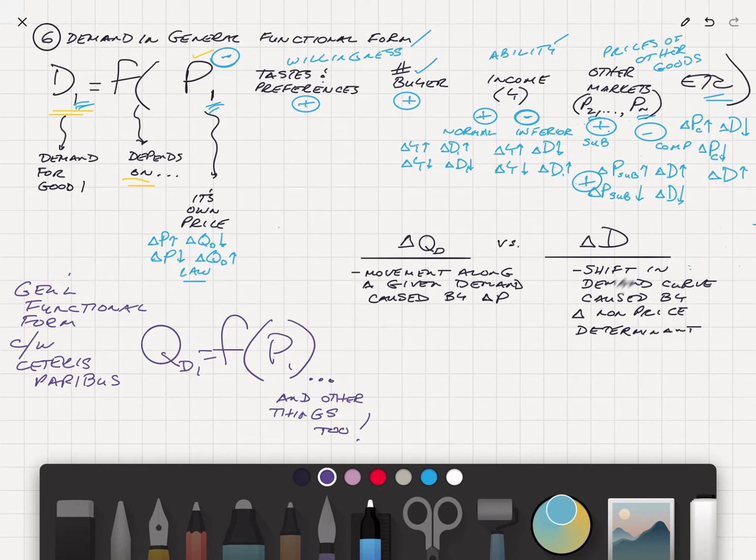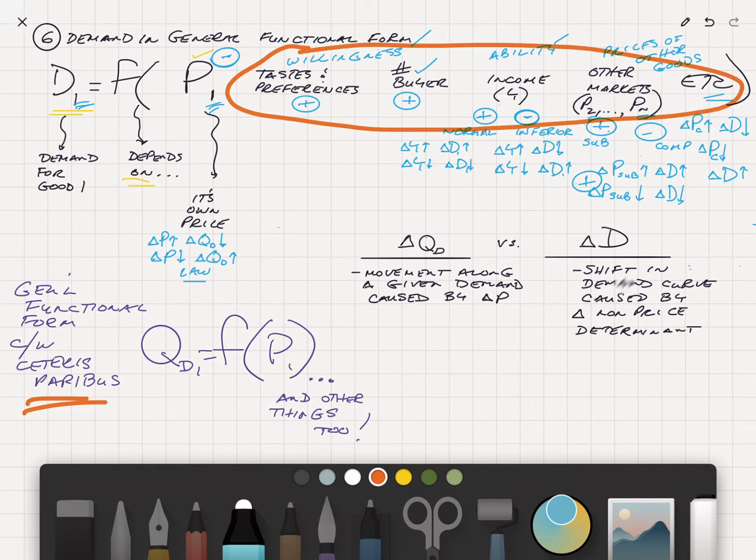Okay? Once you say ceteris paribus, everything to the right is held constant via our friend Chris Paul, or ceteris paribus. Does everybody understand? Now let's see if we do understand.